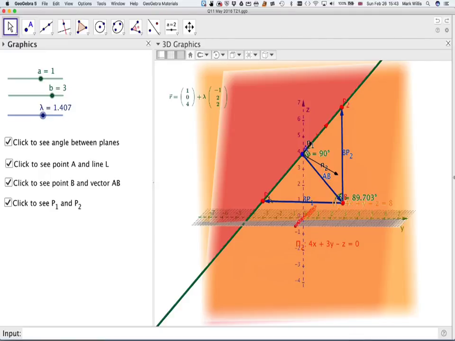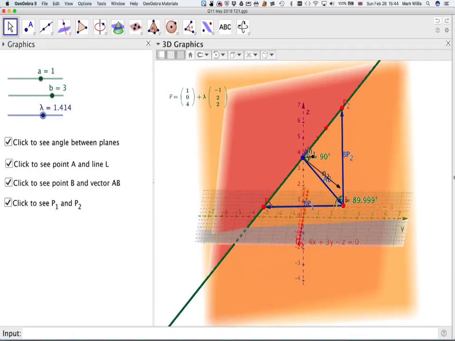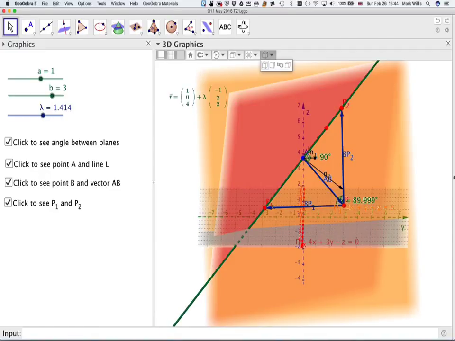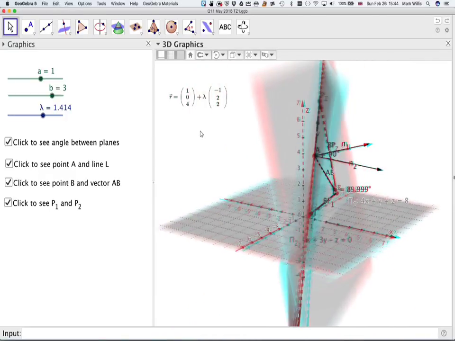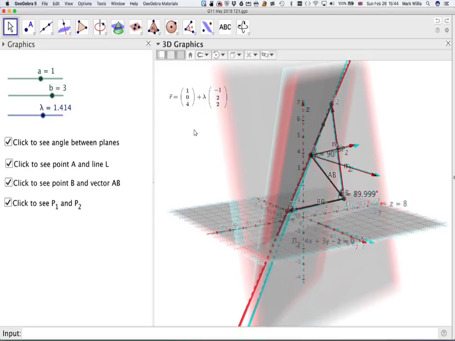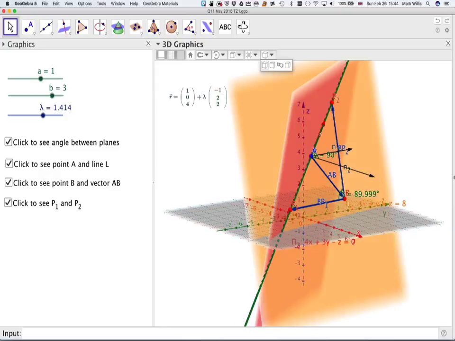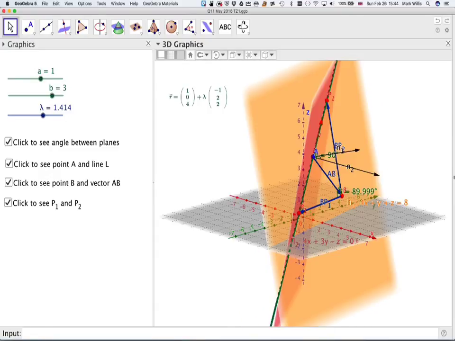Okay, it's very difficult to get near to it, but with the arrow key on your computer, you can actually get to the point. That's about as close as you can get. Okay, now if you want to see this applet in 3D, then you click on this and then go like that, and then you have to put your red cyan glasses on. Okay, and then you'll get to see it in 3D. As I say, I will put the applet into the notes of this video.